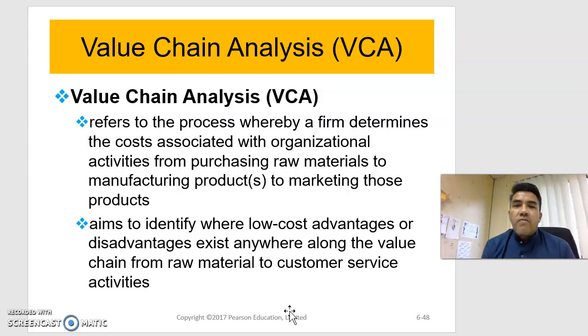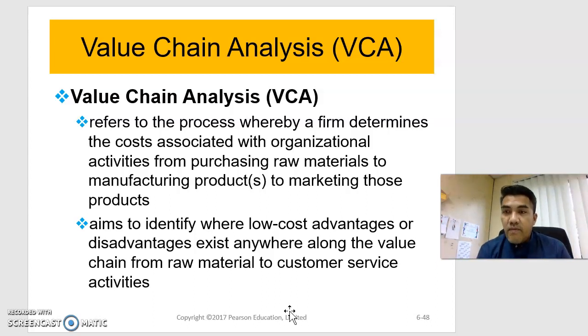Value chain analysis refers to the process whereby a firm determines the costs associated with organizational activities, from purchasing raw materials to manufacturing products to marketing those products. It aims to identify where low cost advantages or disadvantages exist anywhere along the value chain, from raw material to customer service activities. So organizations are doing this, the value chain analysis.